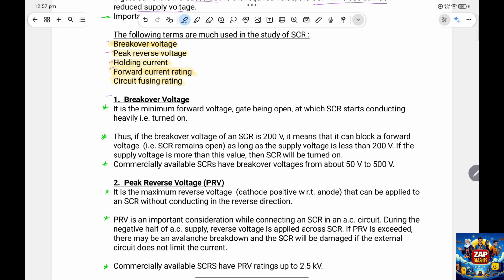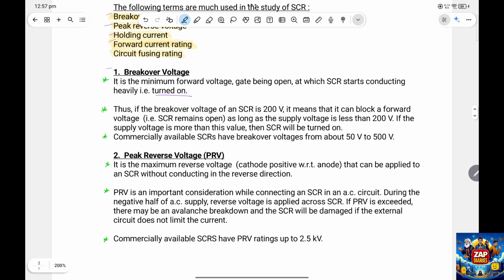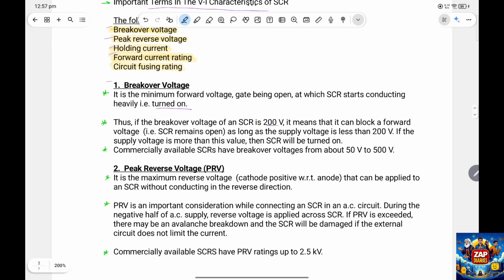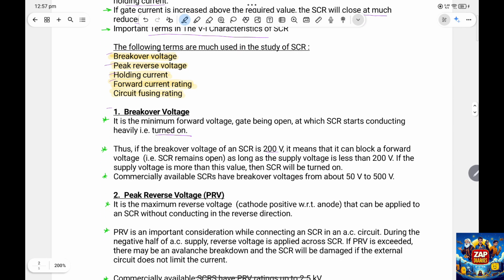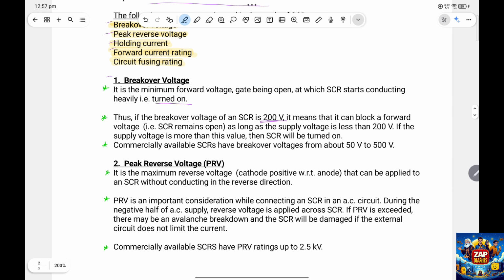So, what is breakover voltage? It is the minimum forward voltage, gate being open, at which SCR starts conducting heavily. It is the turn-on condition. Thus, if the breakover voltage of an SCR is around 200 volts, it means that it can block a forward voltage. The SCR is open as long as the supply voltage is less than 200 volts. If the supply voltage is more than this value, the SCR will be turned on.